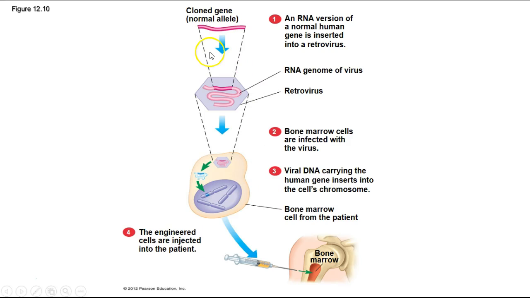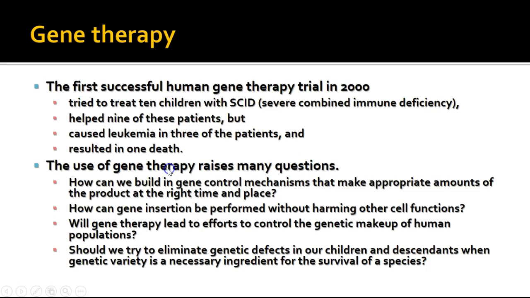So here's kind of how it works in pictorial form. Okay, here's our cloned gene, our RNA version of the gene. We're going to insert it into a retrovirus, okay, which includes reverse transcriptase. The viral DNA would be infected into the cells and would insert into the cell's chromosome, grow those cells in culture, and then return the engineered cells to the patient and hopefully cure the condition.